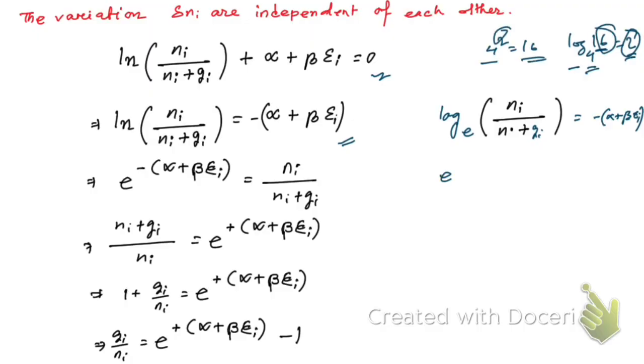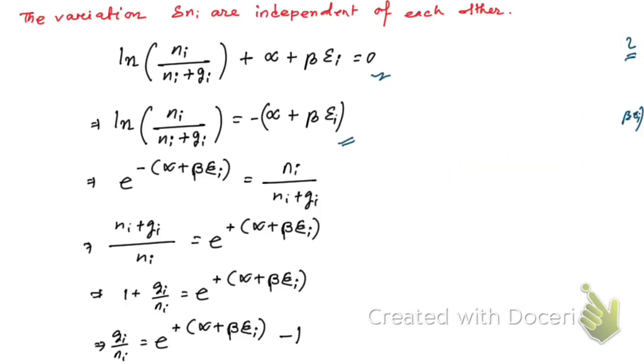So similarly, e to the power minus alpha plus beta epsilon i is equal to ni by ni plus zi. That's what we will get. So that's what we have written here. So hope you have understood this. Let me clean these things. Okay. So if you take the reciprocal, then it will be plus. Okay, that's what we have got. Hope you have understood this. On taking reciprocal, this sign becomes plus, right?